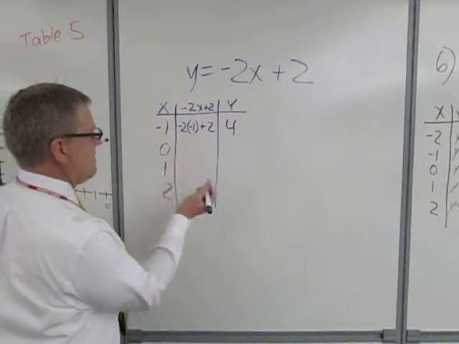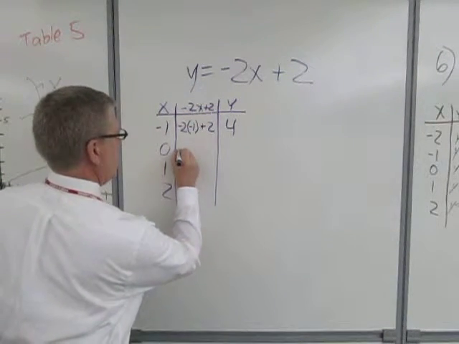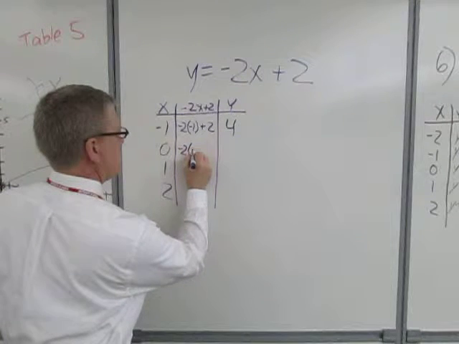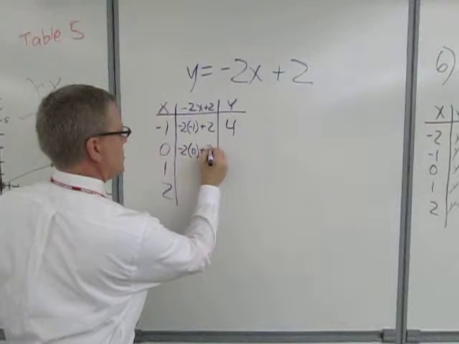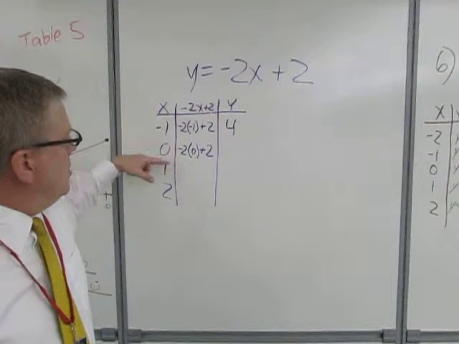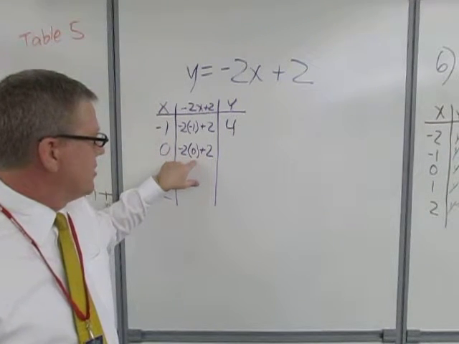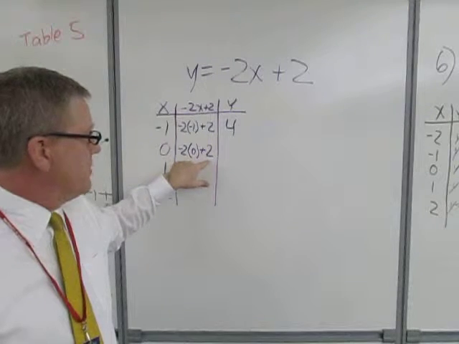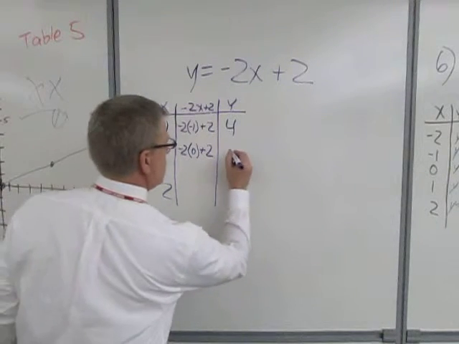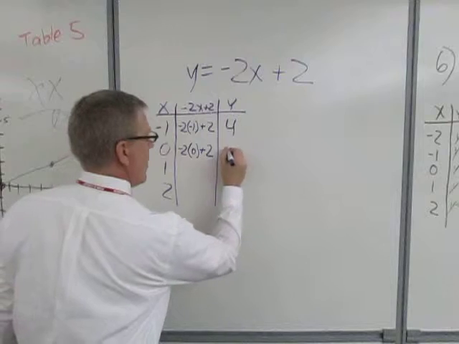Alright? We do the same thing with 0. Negative 2 times 0 plus 2. Negative 2 times 0 is 0. Any number times 0 is going to be 0. Plus 2 is going to be 2. So it's a total of 2. So when x is 0, y is 2.